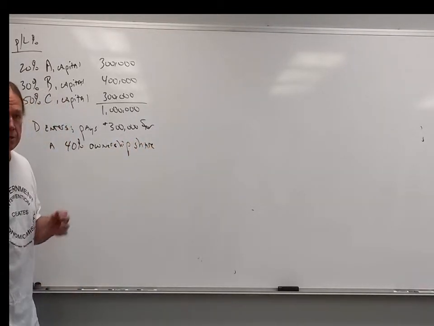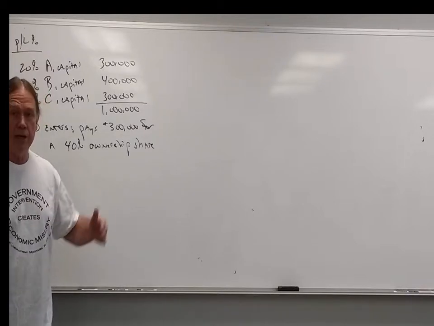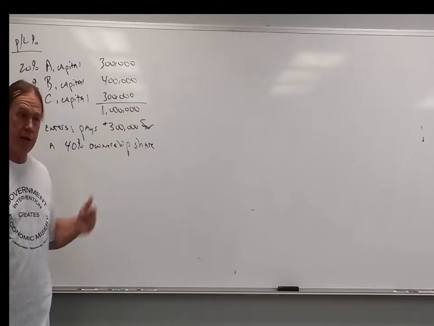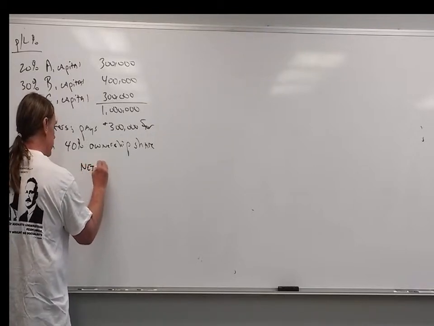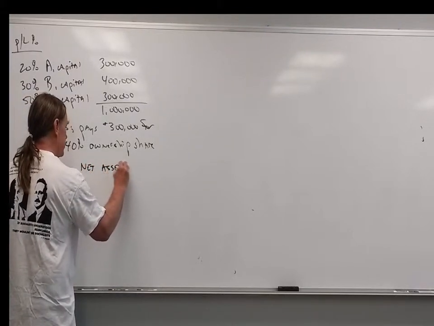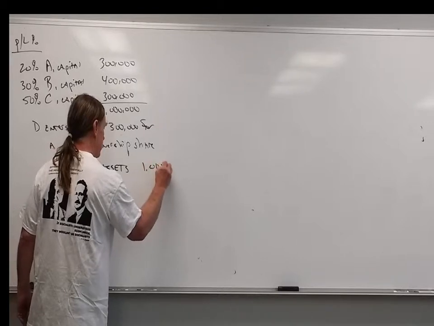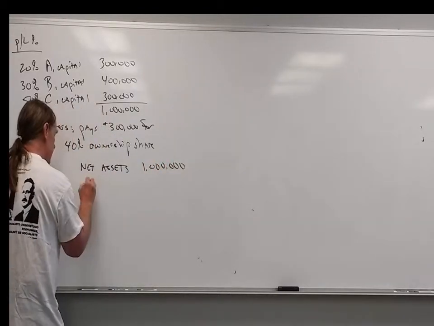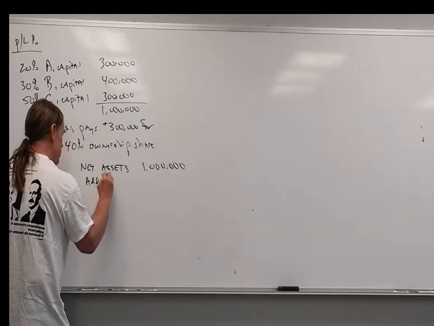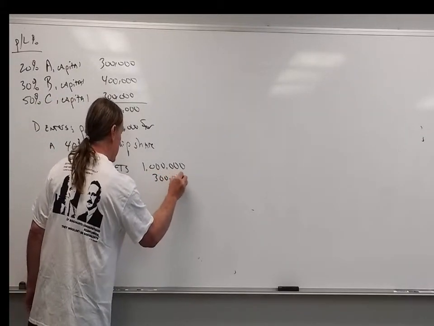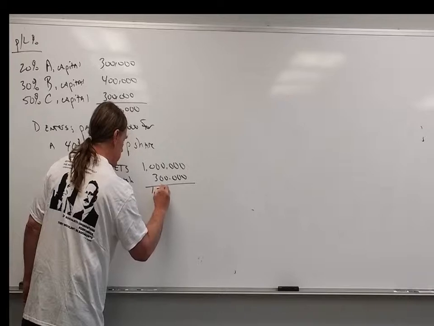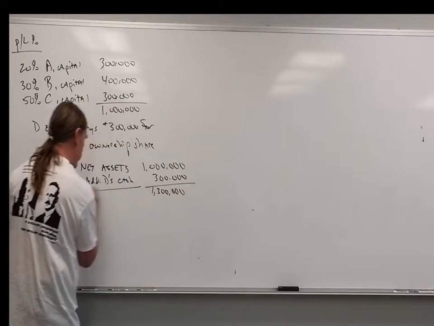Again, first order of business, we have to determine whether D is getting in at a discount, at a premium, or exactly book value. So again, we start with our net assets. Current net assets are $1 million. Add D's contribution. So after that contribution, total net assets will be $1.3 million.